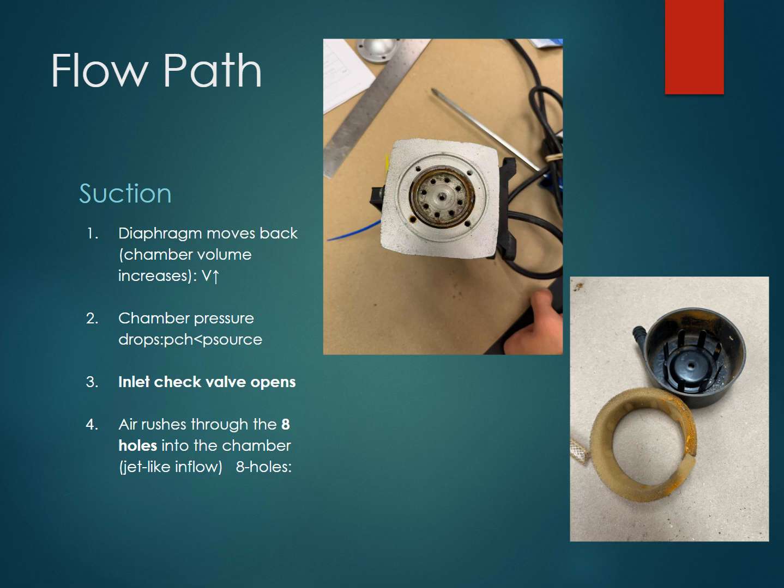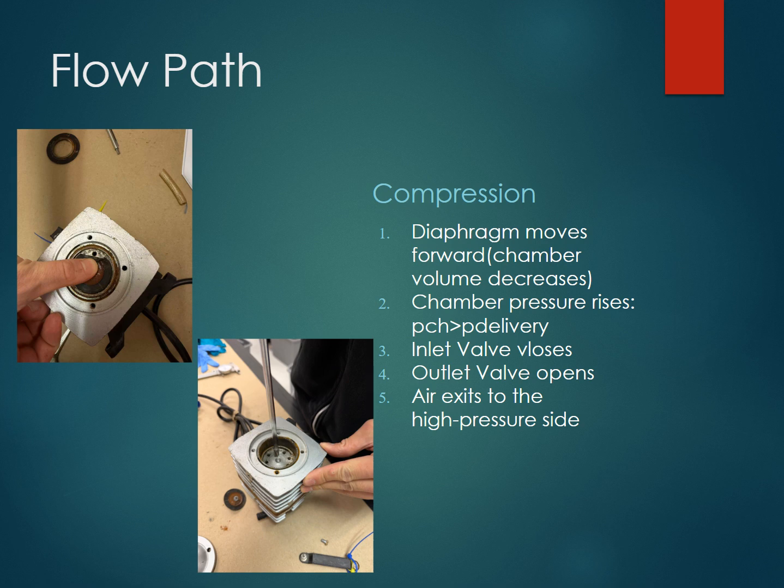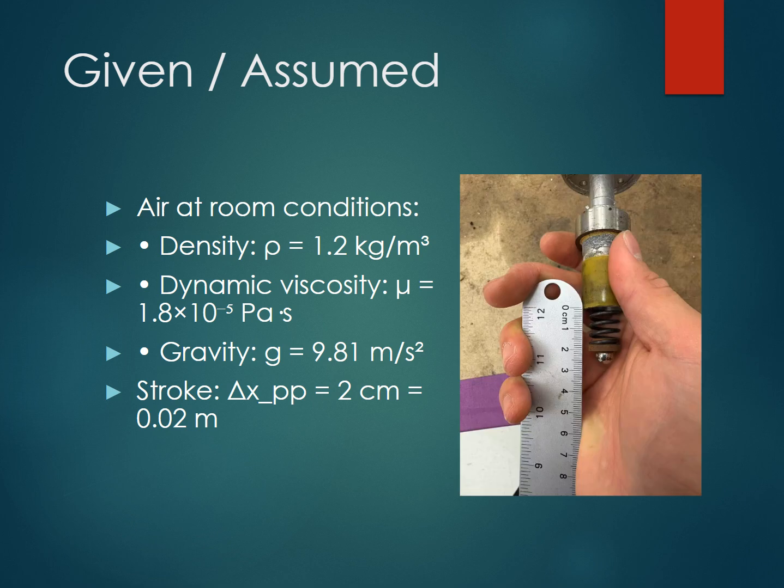So the main flow path through this pump has two main functions. The first is the suction part, where the diaphragm moves back, increasing the chamber volume, which causes the chamber pressure to drop, opening the inlet check valve, and air can rush through into the chamber through 8 holes, almost like a jet-like inflow. And then there's also the compression phase, where the diaphragm moves forward, decreasing the chamber volume, which increases the pressure. This closes the inlet valve and opens the outlet valve and allows the air to exit at a high pressure.